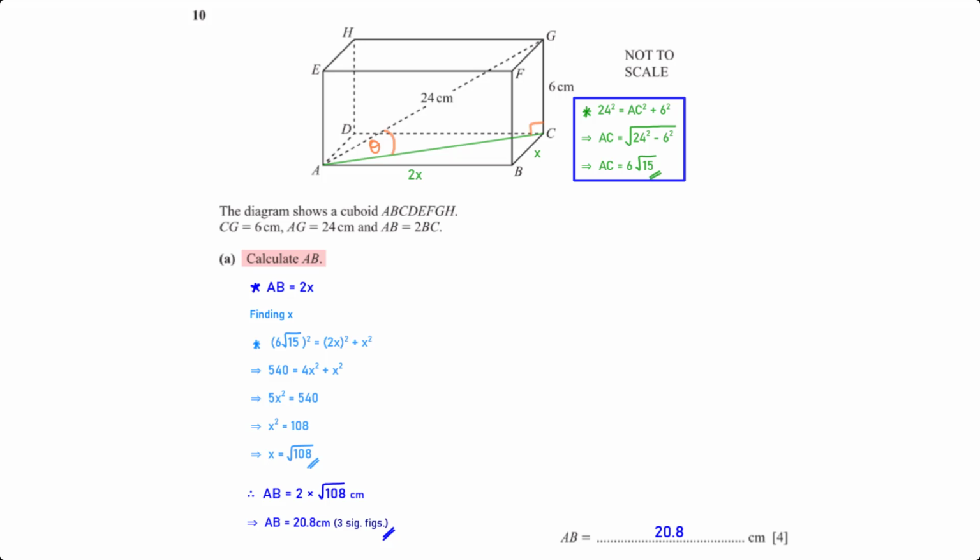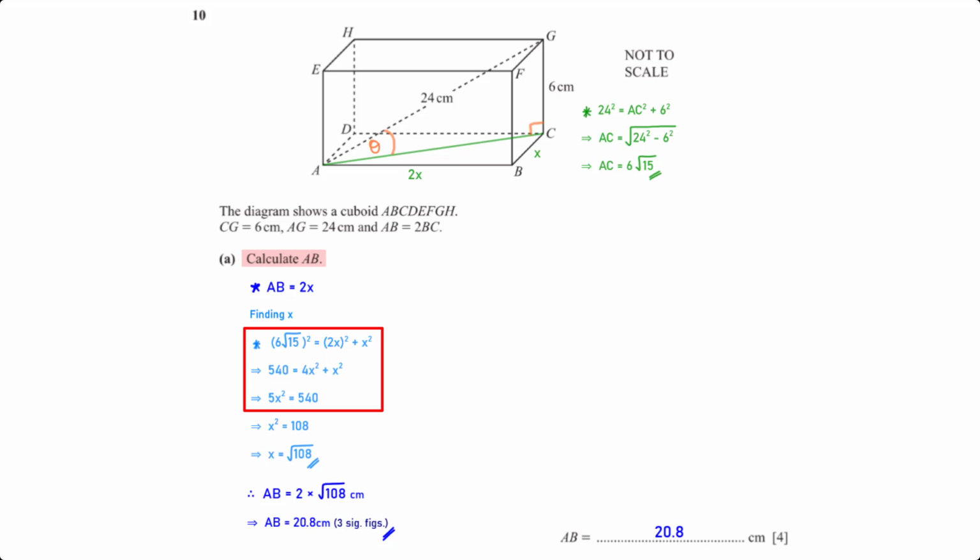Now that we have AC, we can get x by applying the Pythagoras theorem to triangle ABC. This gives us (6 root 15) squared equals (2x) squared plus x squared. (6 root 15) squared is 540. (2x) squared is 4x squared. When we group like terms, this is what we get.